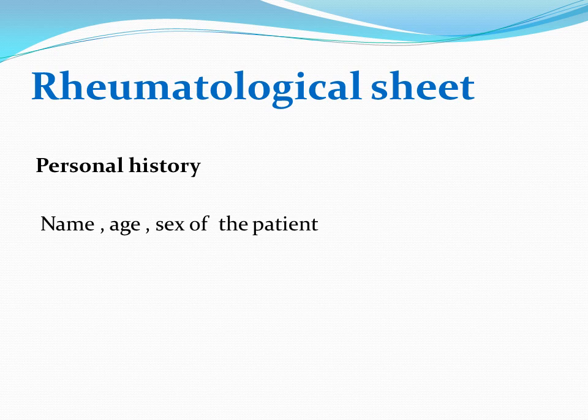Like any sheet, the rheumatological sheet should fulfill the following items: the personal history, including name, age, sex of the patient, usually taken from the parents of the child.